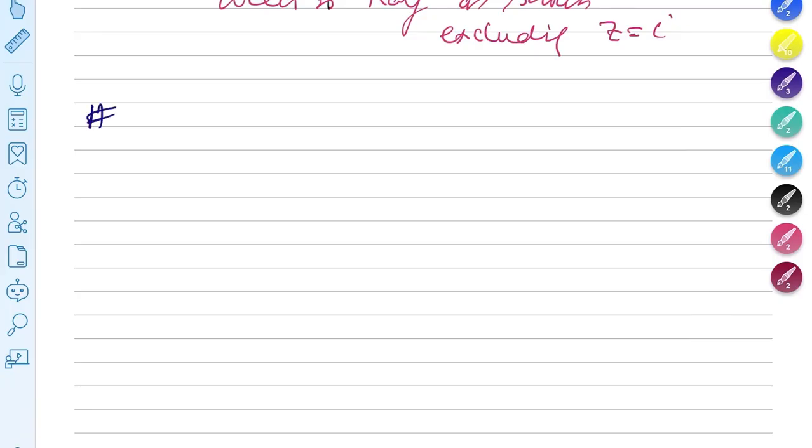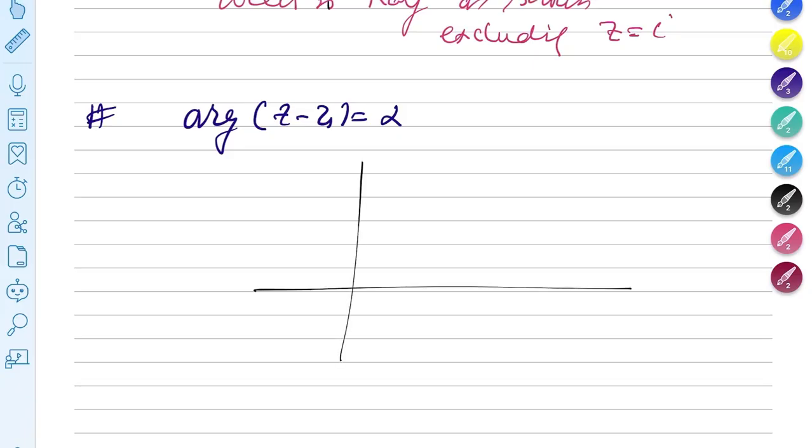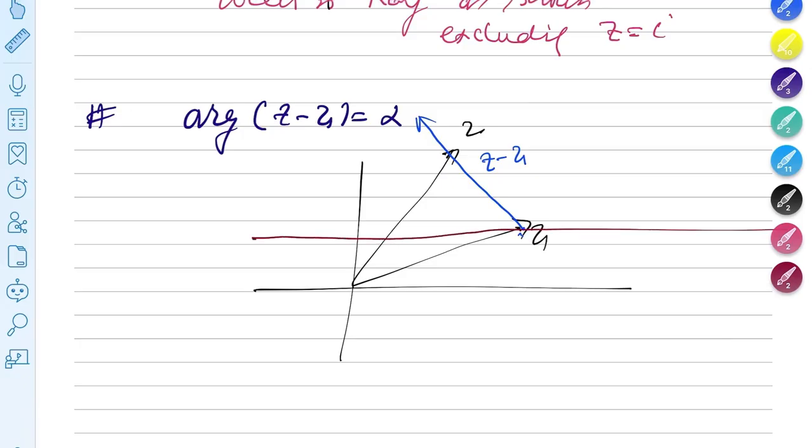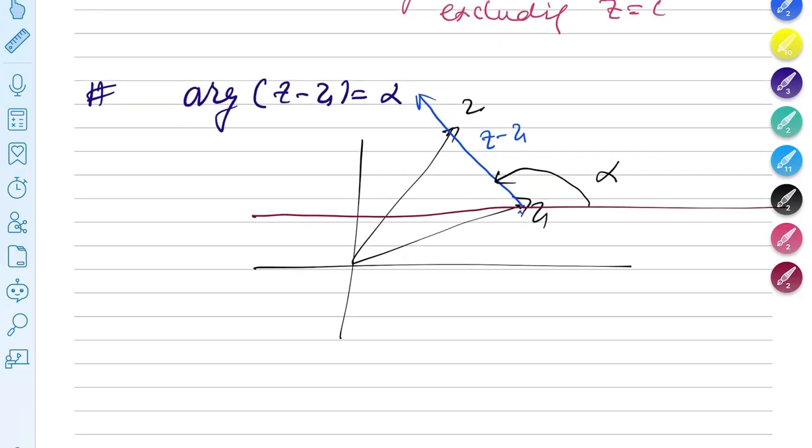So we can write one concept. Someone says, what does the argument of z minus z1 equal to alpha represent? How will we draw it? Let's say this is z1 and the angle is alpha, and somewhere let's say this is z. So z minus z1 is this one. We treat z minus z1 as a vector. What is alpha? This is parallel to the x-axis, so this angle is alpha. So what is the locus?